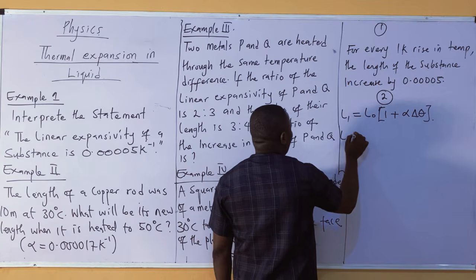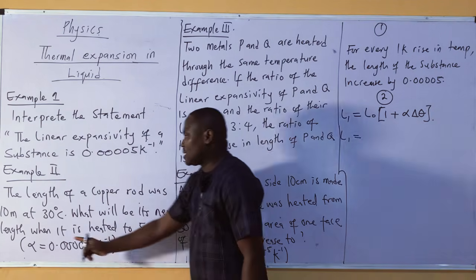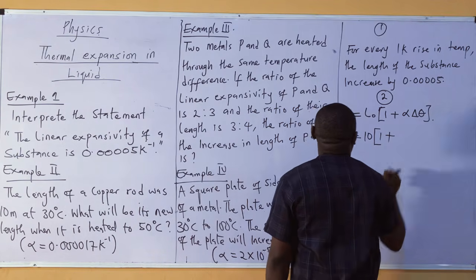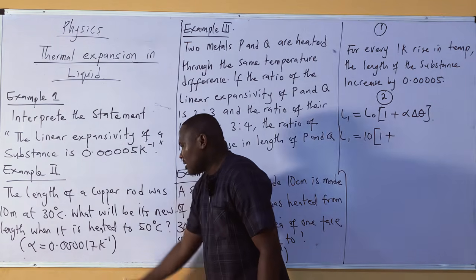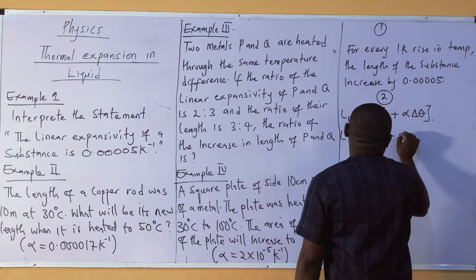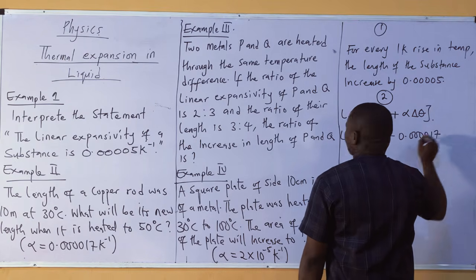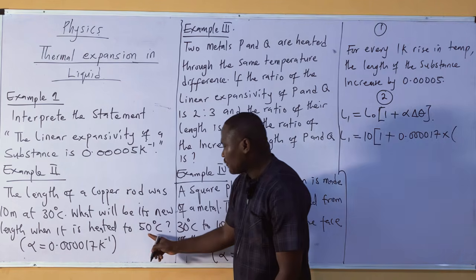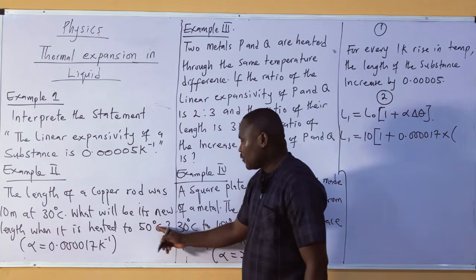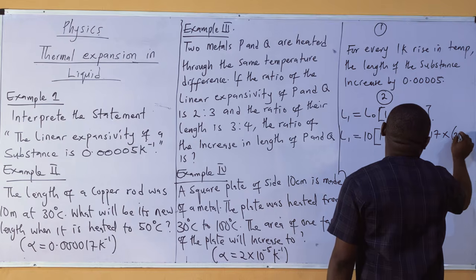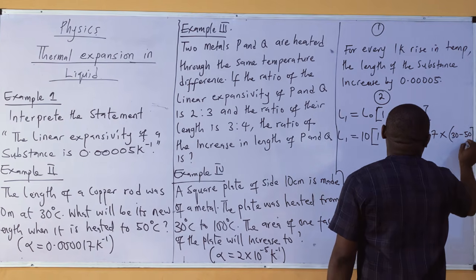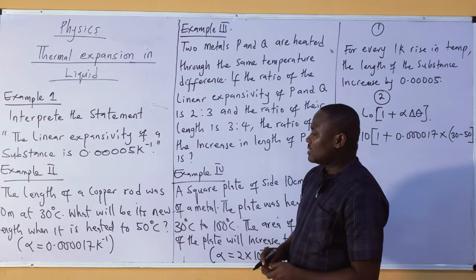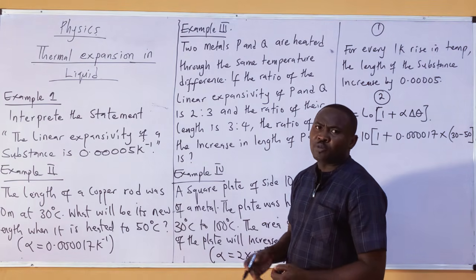So this would now be L1 is equal to, what was our original length? It was 10. So it will be 10 open bracket 1 plus, what is linear expansivity? That's 0.000017. Then times, what's our temperature change? It is changing from 30 to 50. Now take note, I'm not converting to Kelvin, I'm just solving directly. So my answer will be in per degree Celsius. There's no problem about that.